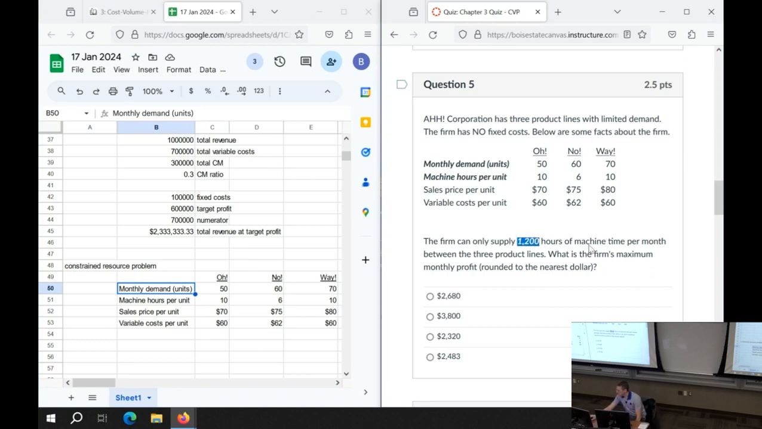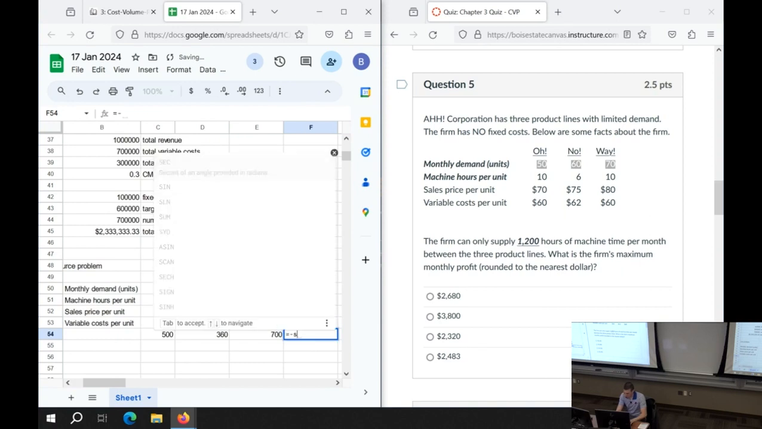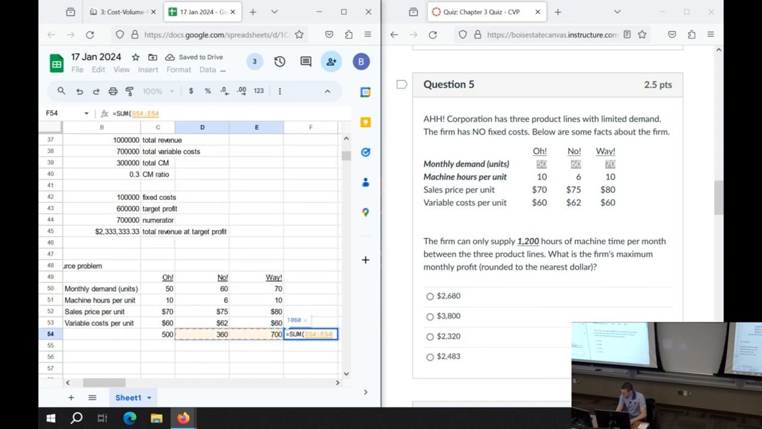So yeah, we only have 1,200 hours of machine, and depending on the problem, this might not be enough to cover all this demand. So I can test that real quick, just to make sure. If we satisfied all 50 units of demand from O, and all 60 units from No, and all 70 units from Way, given how much machine time each of these products uses, we would consume 500 plus 360 plus 700, which is 1560 machine hours. So we can't do that.